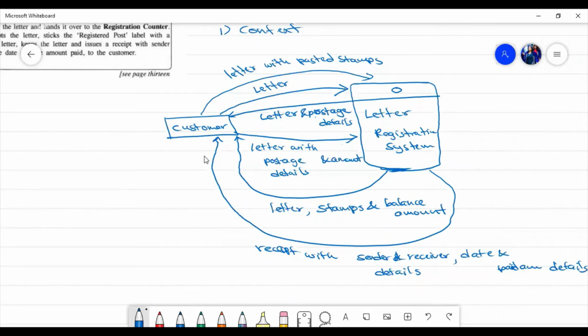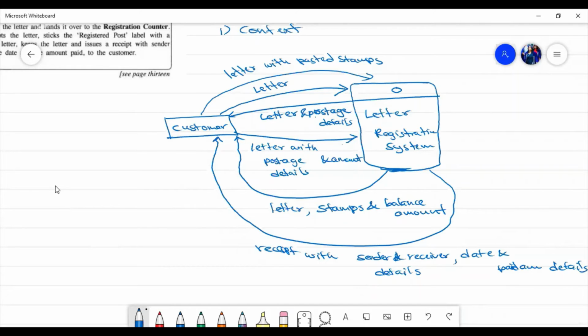If you have seen this diagram very carefully, we have one input, the other input, and outputs. Altogether, how many arrows do we have? 1, 2, 3, 4, 5, 6. Six data flows between the external entity and the system. And in this context diagram we have only the external entity, only the process, and only the data flows. No data stores available. That's the idea.